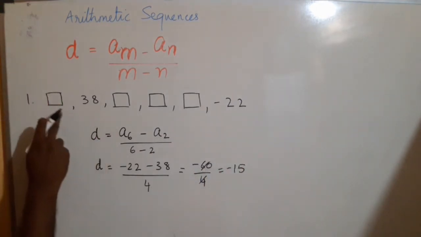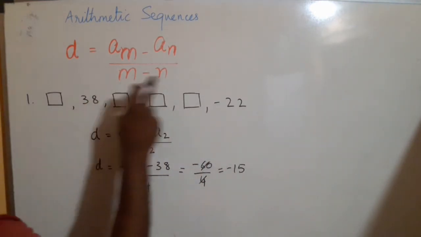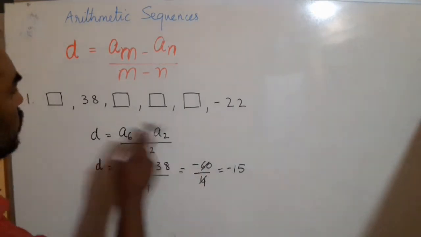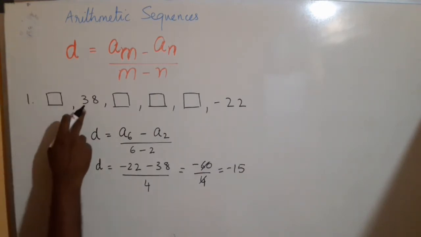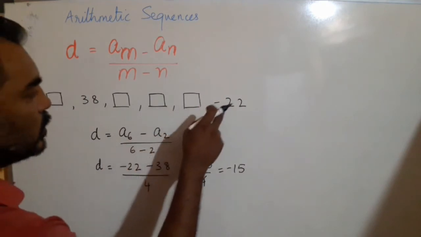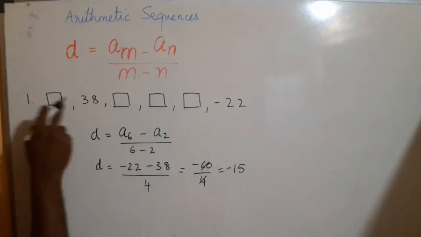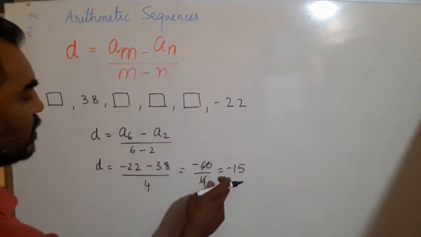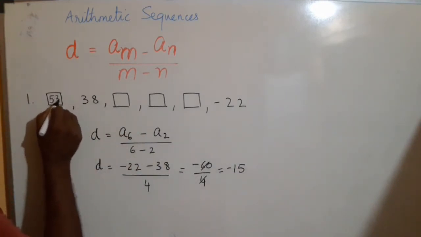So as you see, this sequence is a decreasing sequence. The second term is 38 and the sixth term is minus 22. So the difference is negative because this is a decreasing sequence. So how do we find the terms now? Simple. You will keep on adding the terms to go further or subtracting the terms if you want to go to the left side. So 38 minus 15 is 38 plus 15 gives us 53.